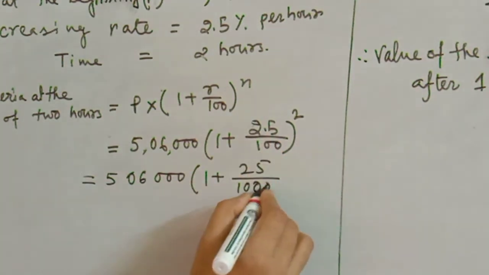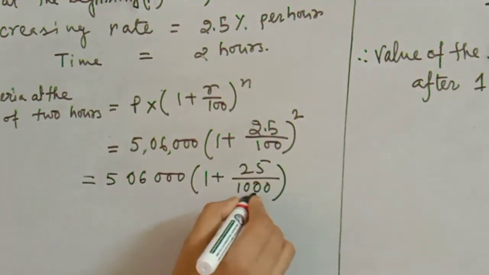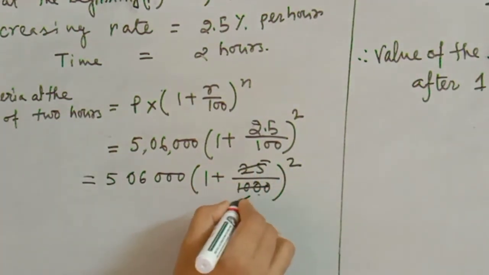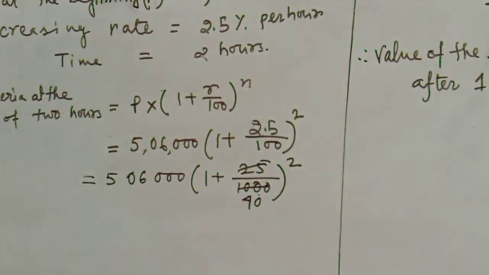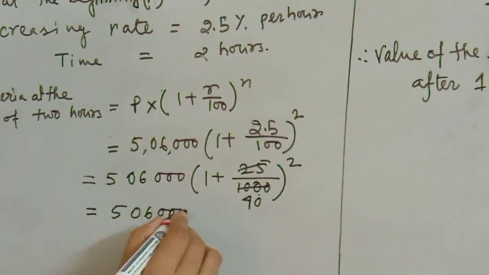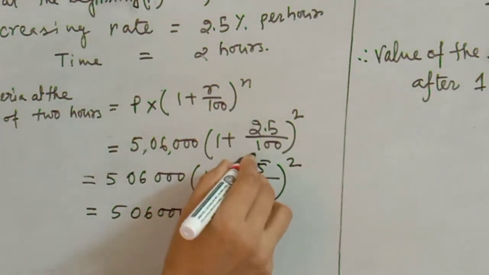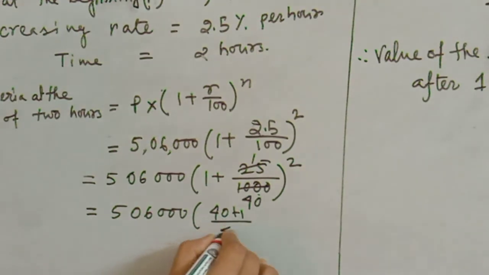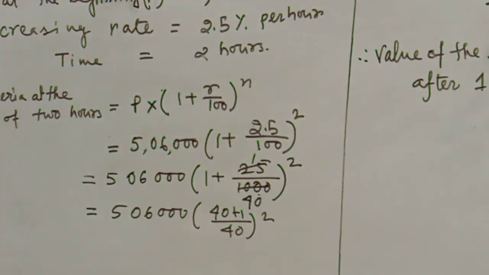So to remove this decimal, one extra zero, that is into 10, whole to the power 2. 25 4s are 100 and 1 0 40. The result is 5,06,000 into 40 plus 1, 40 plus 1 by 40, whole to the power 2.